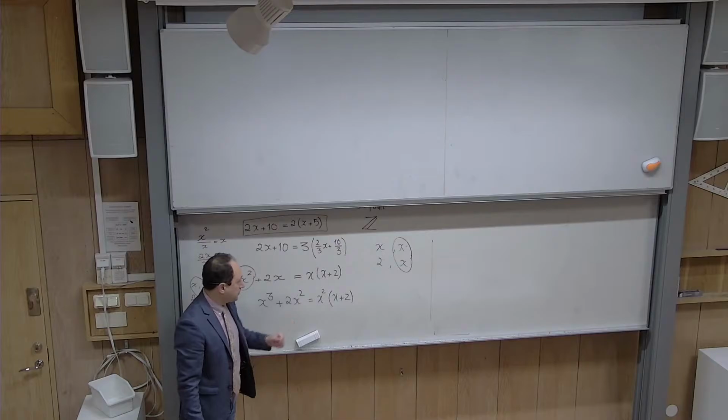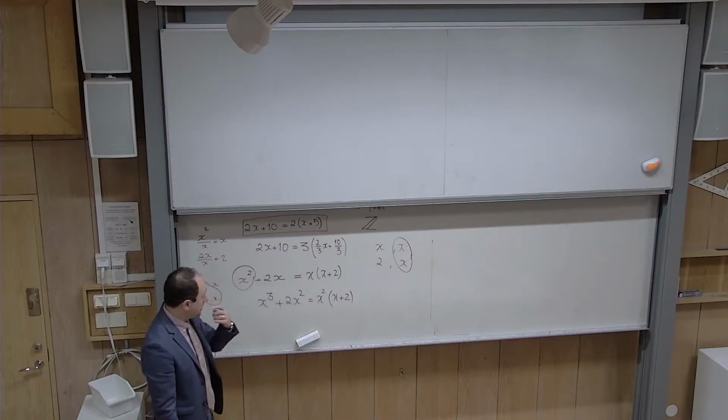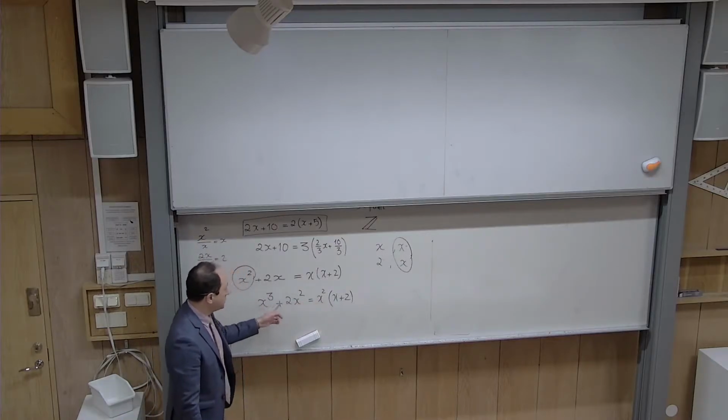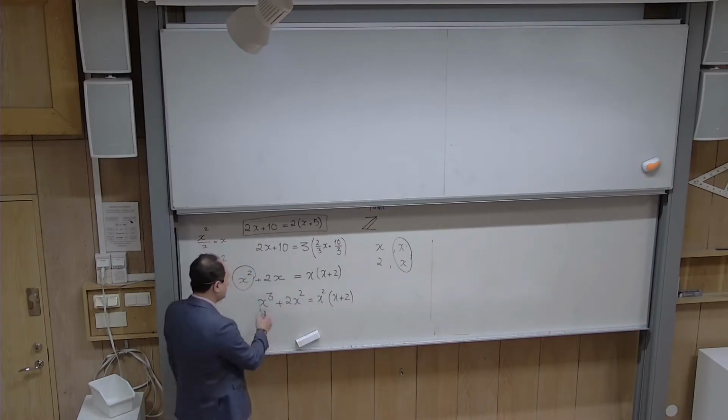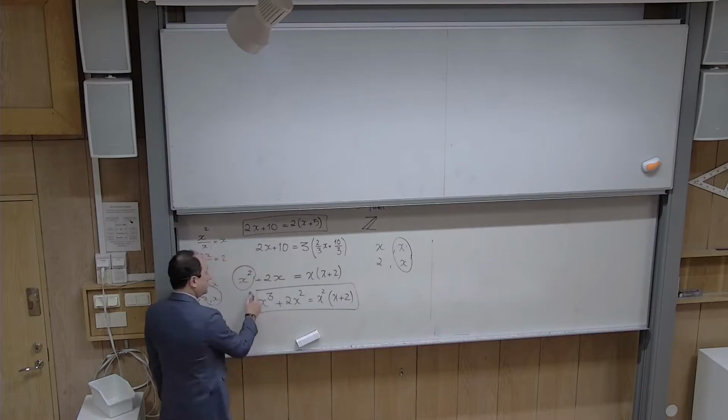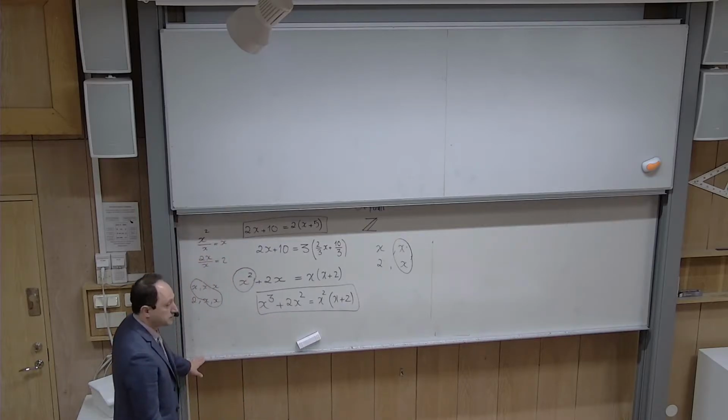And then if I multiply this back, so x squared times x is x cubed. X squared times 2 is 2x squared. But this is what I want you to write for me if I ask you to write this in the factorized form. Is that clear?